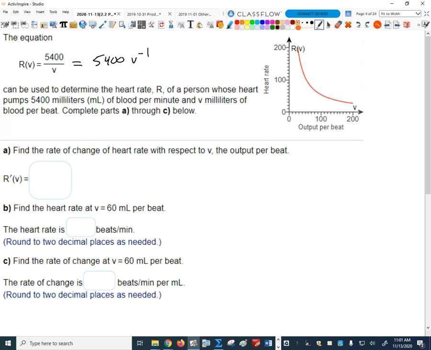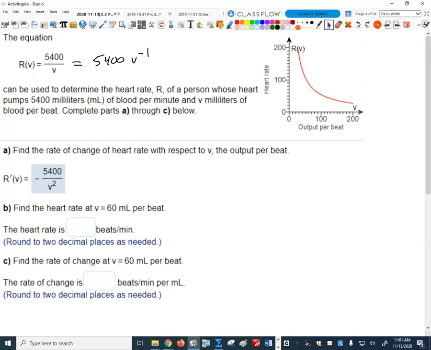So if I want to calculate r prime, what am I going to get? Negative 5,400 v to the -2. There you go. We're going to bring the exponent down front and multiply it by the constant, right? And then we subtract 1 from the exponent. And so we get that, don't we? V to the -2, after all, is just 1 over v squared, right? So there's our derivative function. Okay, that's useful, right? This is telling us the rate of change.